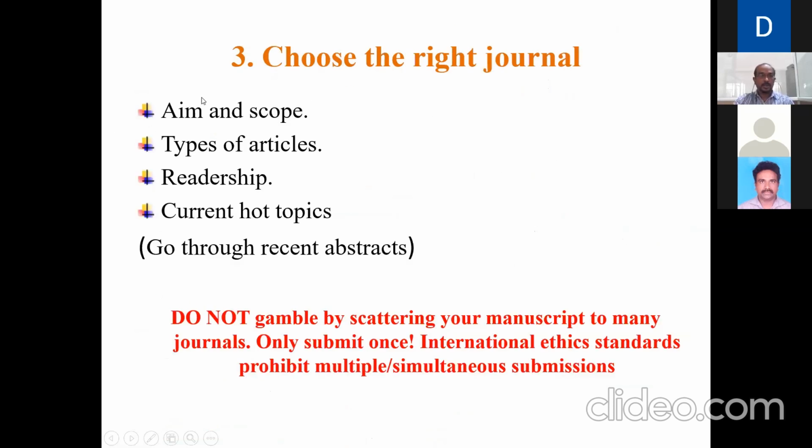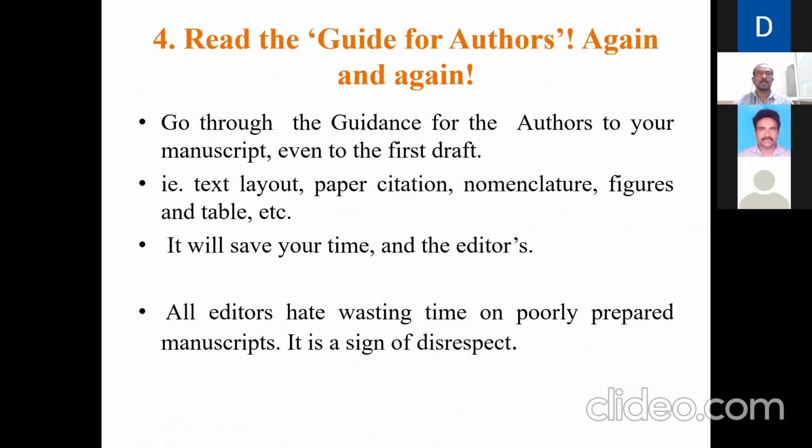So based on these 4 points we can choose our journal. The next one, the 4th point, is read the guide for authors again and again. That is very important. Before writing your paper, you have to read that guide for authors. Again, I will show how.